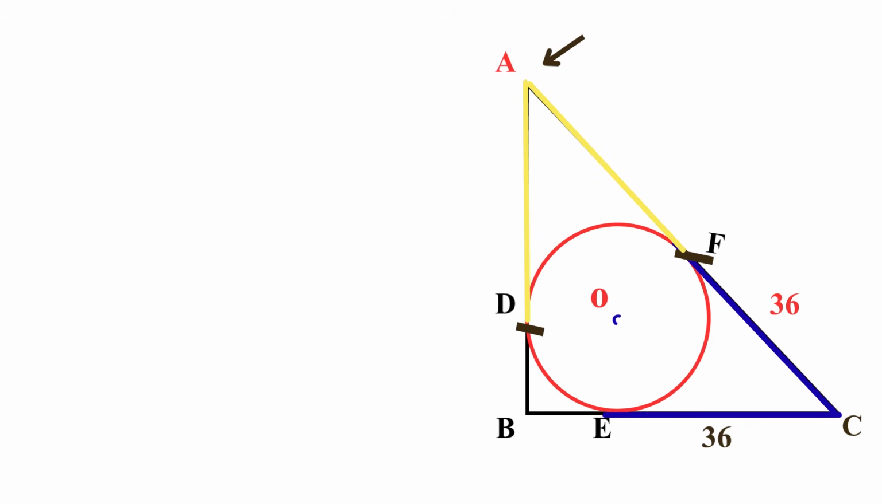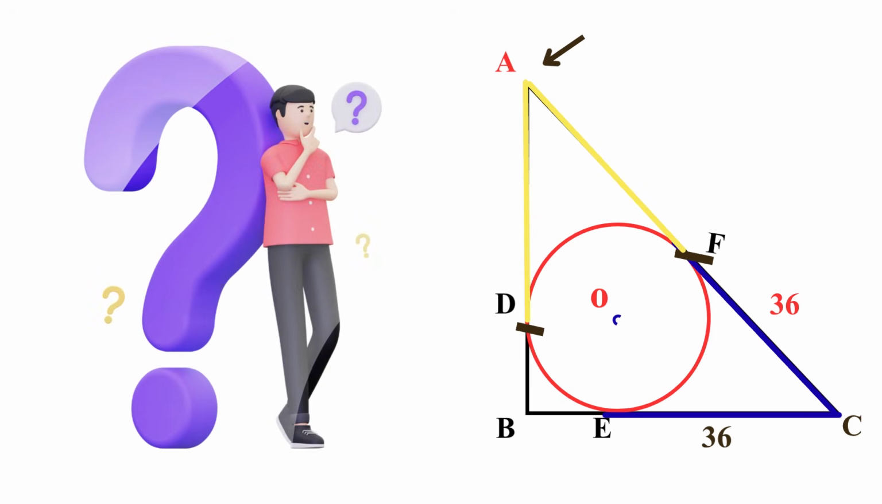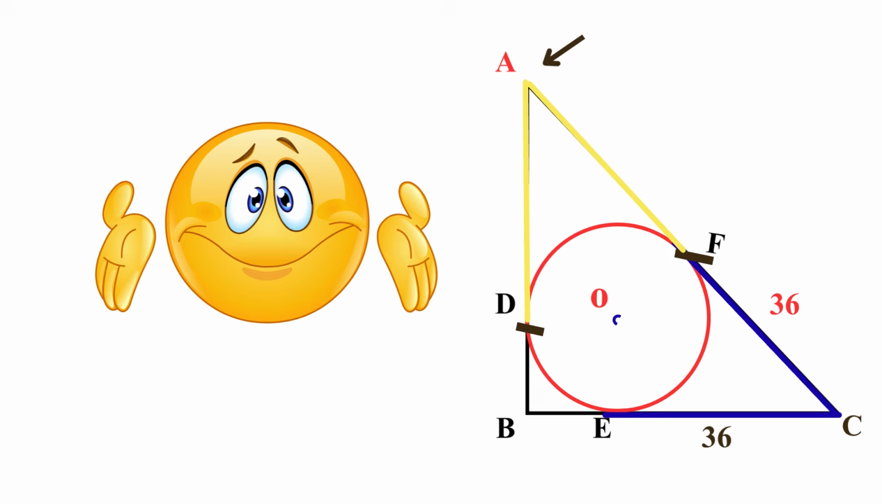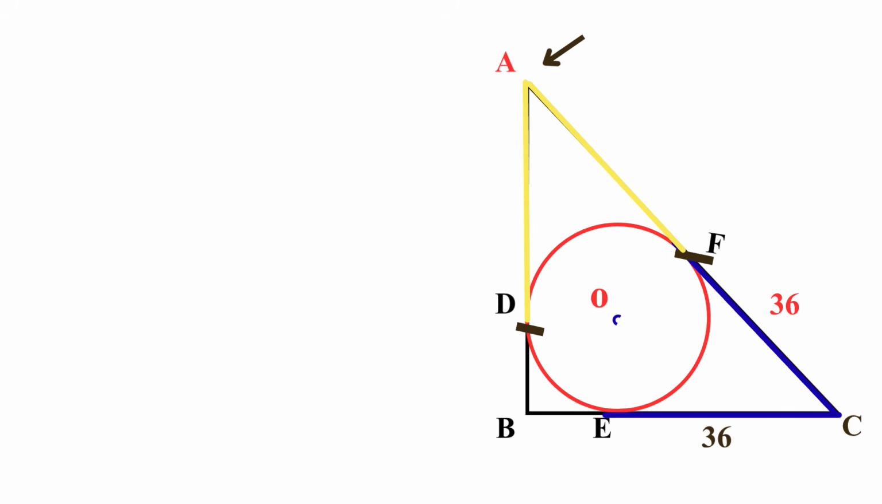Since both tangents originate from the same point A, they must be equal in length. But wait, we have an issue. We don't have a number for this length yet, unlike at point C, where we calculated 36 units. But don't worry, this is where algebra comes to the rescue. We'll use a variable. Let's call this unknown length x. So we can write AD equal AF, which equal x units. Now we are going to figure out what x actually equals in just a moment.